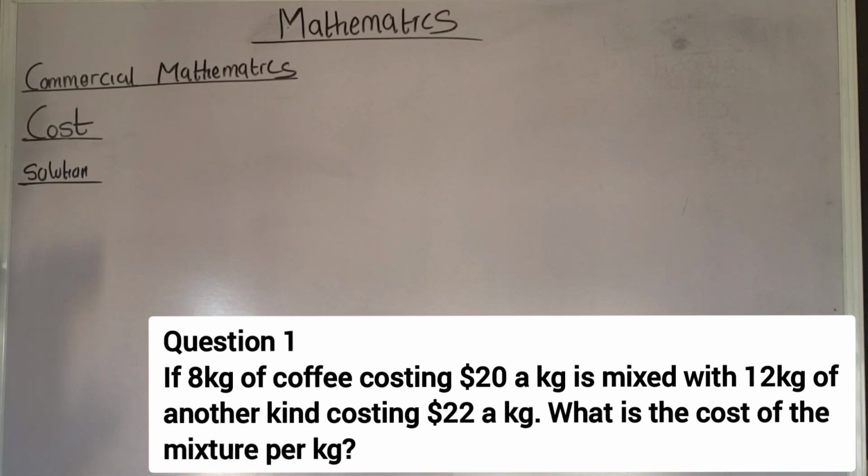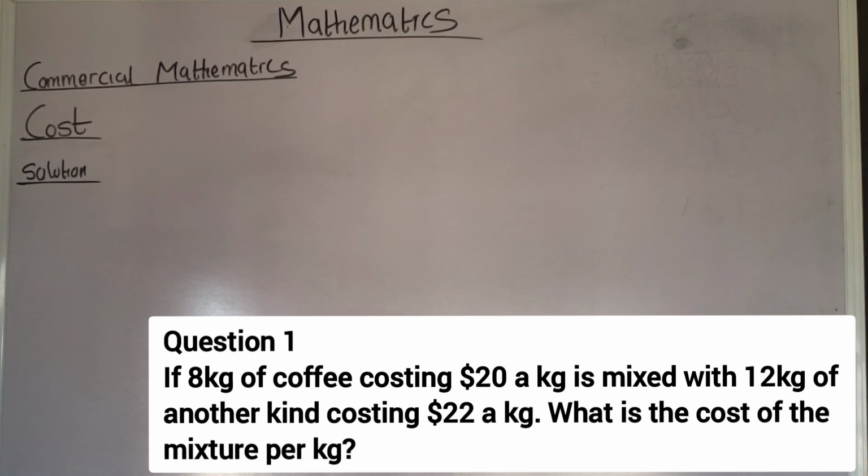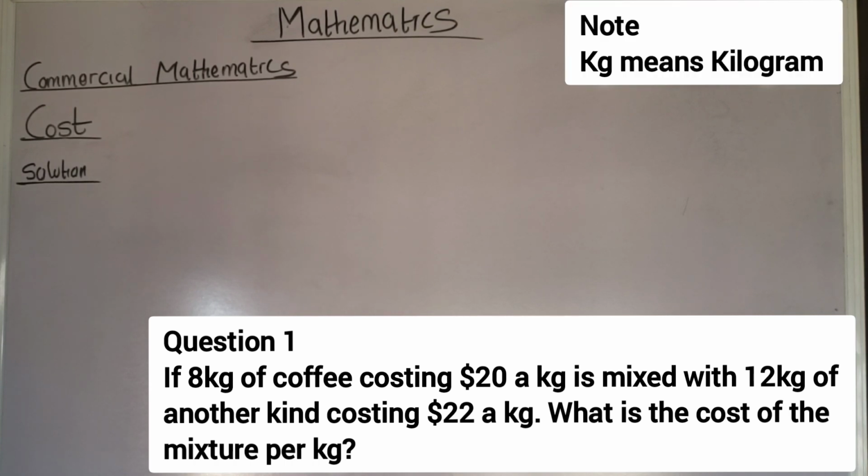We are given that 8 kg of coffee costs $20 a kilogram. That is, a kilogram there means 1 kilogram. You understand? So a kilogram there means that it is per kilogram. Please pay attention to the way I interpreted the question. We are told that 8 kg of coffee costing $20 a kilogram is mixed with 12 kg of another kind costing $22 a kilogram.